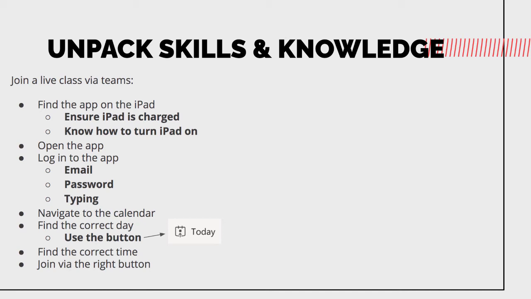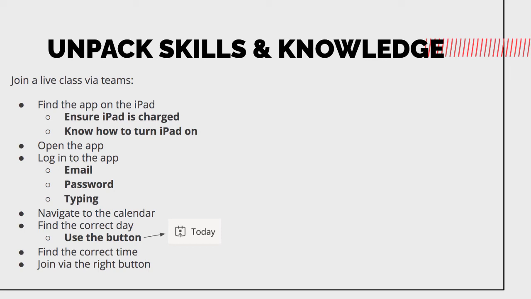Do they know their email and their password? And if they don't, do they have some sort of key or card that they can return to type that back in? Do they know how to type? Do they know where the @ symbol is on the iPad keyboard? Do they have a parent or a guardian that they could go to and ask for help? Once they get into the app, do they know how to get to the calendar? What clue would tell them where the calendar is?